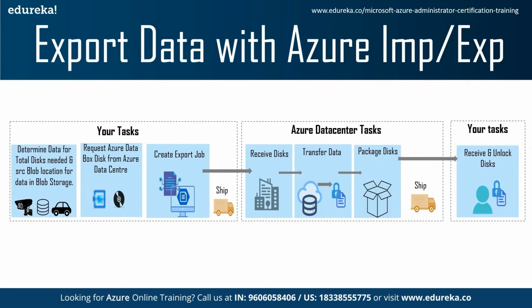Then on your end, you can receive and unload the disk. When you receive the disk, you can mount them and use them locally. The data is encrypted. You can find the BitLocker keys for each drive with the export job details in the Azure portal. This is how importing data and exporting data with Azure Import Export looks like. This is the architectural understanding of it. I hope you have understood it.